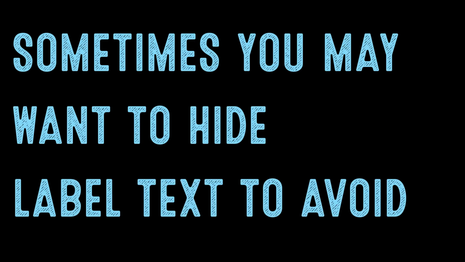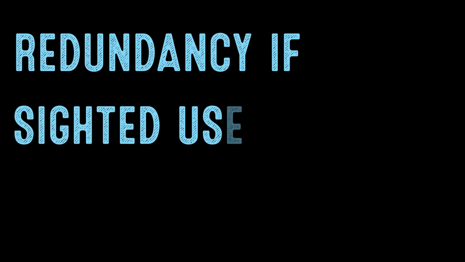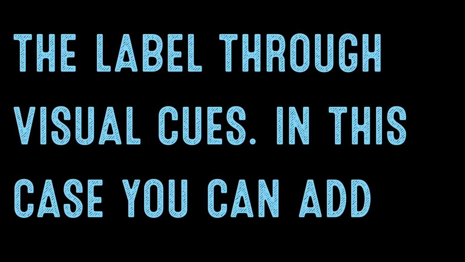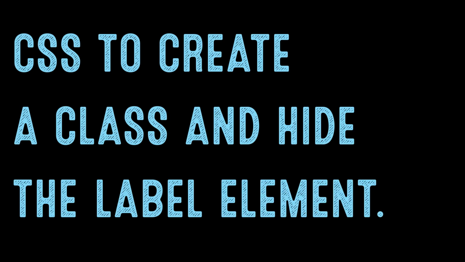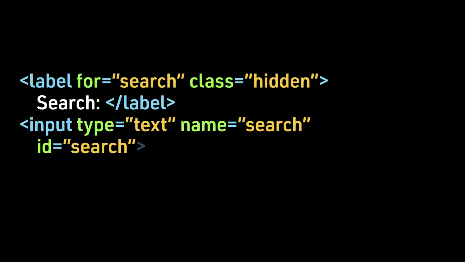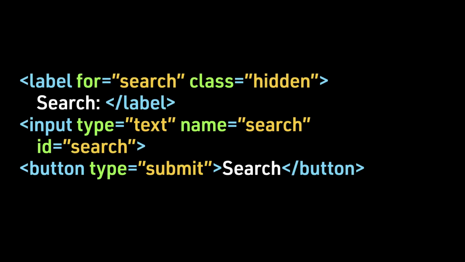The daily code snippet. Sometimes you may want to hide label text to avoid redundancy if sighted users are able to determine the label through visual cues. In this case, you can add CSS to create a class and hide the label element. Here is an example. It has a for attribute for search that binds it to the input for search.